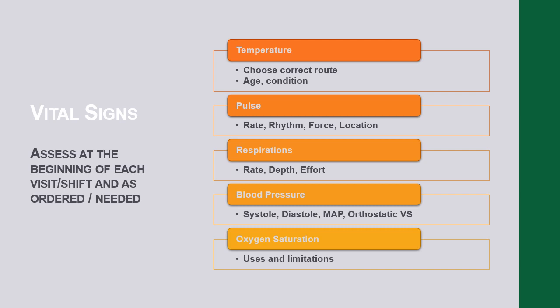One of the things that you want to do is make sure that you put it on a nice, warm, perfused extremity, and that you look to make sure that the pleth, so the waveform that goes along with the pulse oximeter, or the rate that's reading on the pulse oximeter, matches the actual pulse rate on that extremity. And that will help you determine whether or not you're getting an appropriate or accurate reading.